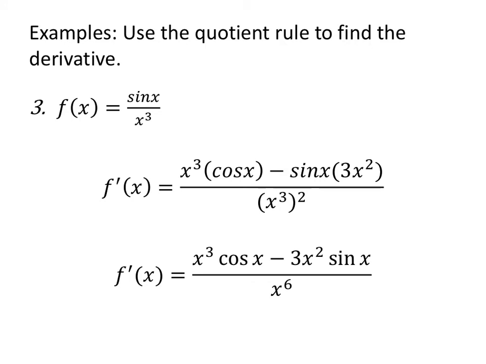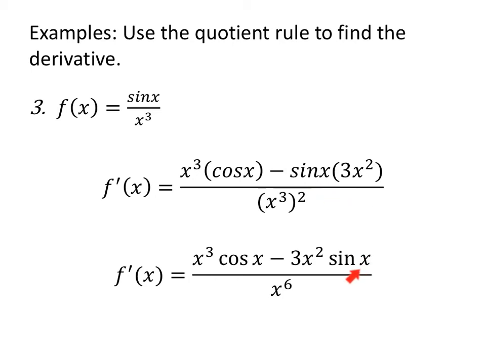If f of x equals sine of x over x cubed, my quotient rule says low d high minus high d low all over low squared. Frequently in simplifying algebraic mixed with trigonometric expressions, we'll put the algebraic expression out in front, so x cubed times cosine of x is just in the normal order there. Whereas here, sine x times 3x squared, we frequently put the 3x squared out in front so we don't accidentally multiply it by the x, which is the argument of the trig function.